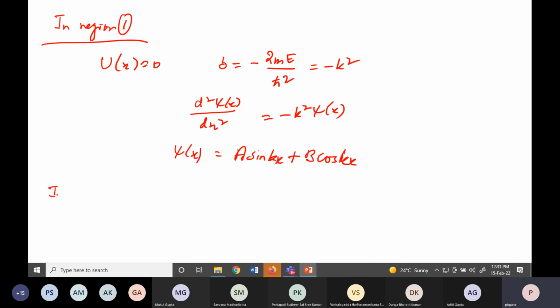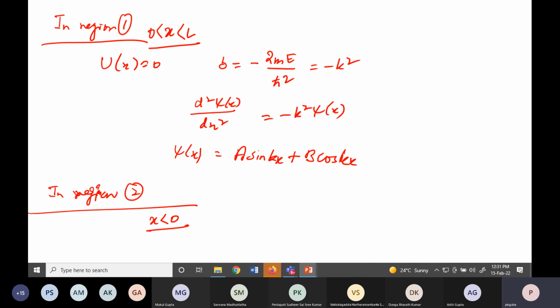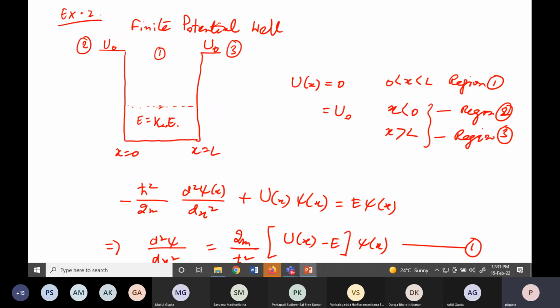So in case of region 2, let's assume it is x equal to 0, okay, and this was region 1, meaning x greater than 0 and less than L. So that's region 1, inside the potential well. And here, say x less than 0. Where is x less than 0? X less than 0 is region 2. You see here, this part, right?